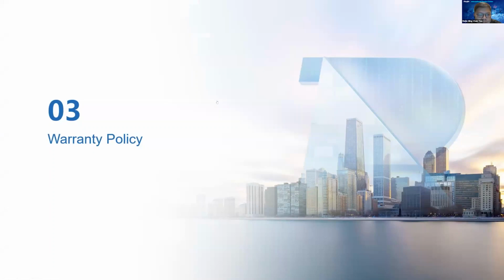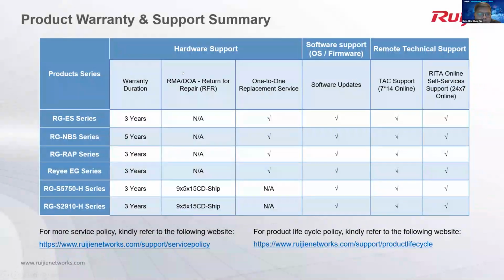The last one is the warranty policy. For the warranty on the Ruijie series, we mainly give a 3-year warranty, while for the MBS series and Switch series, we have a 5-year warranty. So you can see which product you purchased. For the Ruijie series, we have a 1-to-1 replacement, 9x5, within 15 calendar days. You need to ship back or return the unit for repair.